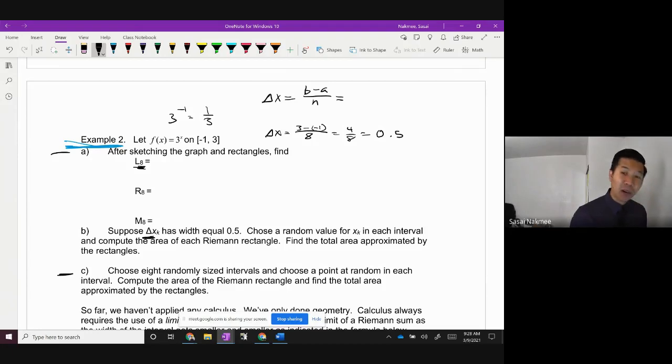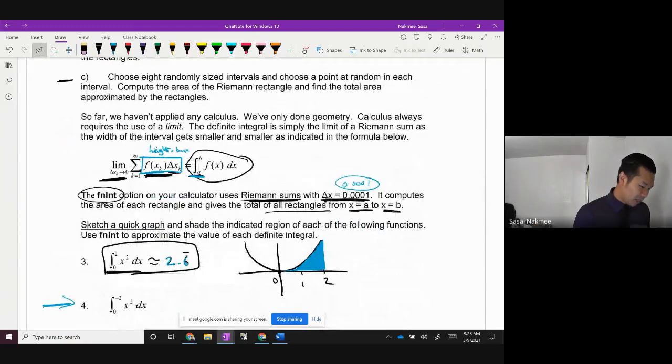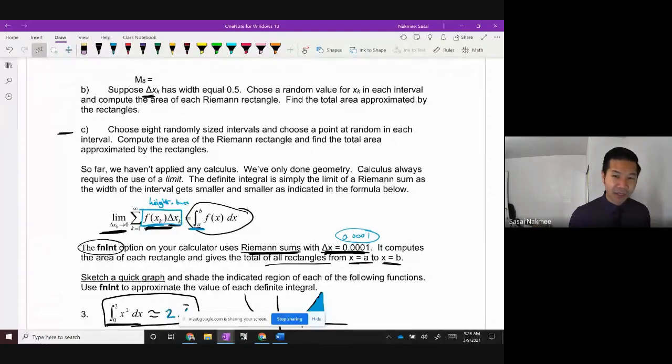And this will always give you the exact value of each of your delta x's. We talked about this last time, hopefully. Now, we saw that if you're adding all of these rectangles together, it gives you an estimate of the area underneath the curve.